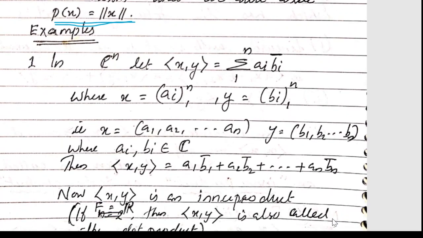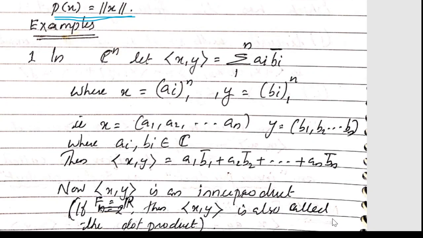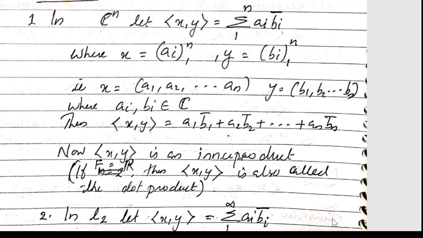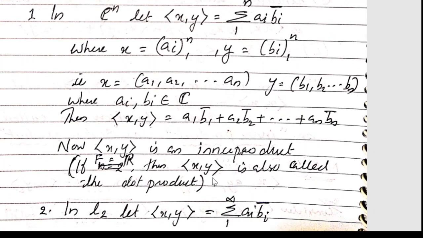Now this inner product is an inner product that we want to prove. If your field F is equal to R, then this inner product is also called the dot product. That means whenever your field is the real numbers, the conjugates b1 conjugate, b2 conjugate become just b1, b2, b3. So for finding the inner product of x and y, it is enough to find the sum a1 b1 plus a2 b2 plus a3 b3 plus and so on up to an bn. That is nothing but our dot product.